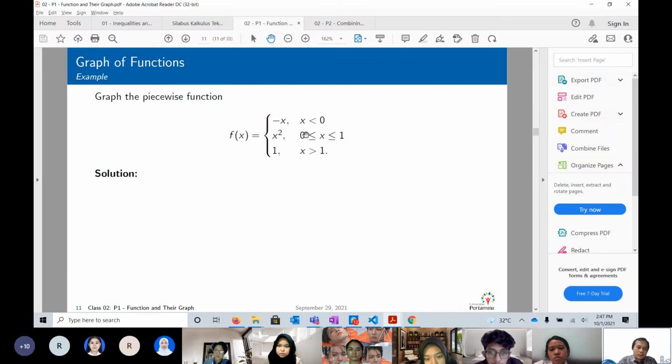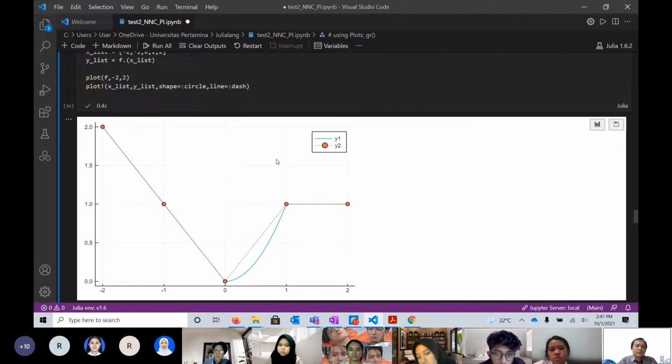Remember that between 0 and 1, the value of f(x) is x squared. So the correct one is the dashed line or the blue line. Which one? Anyone knows? Sir, I think it's the blue one maybe. Why? Can you go back to the question?